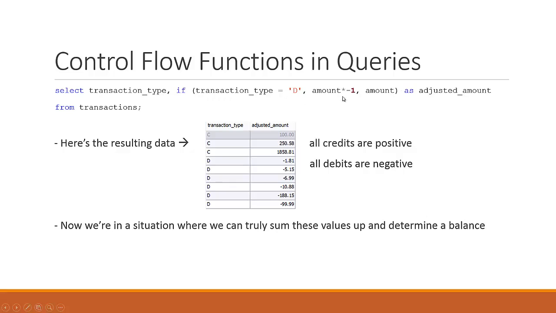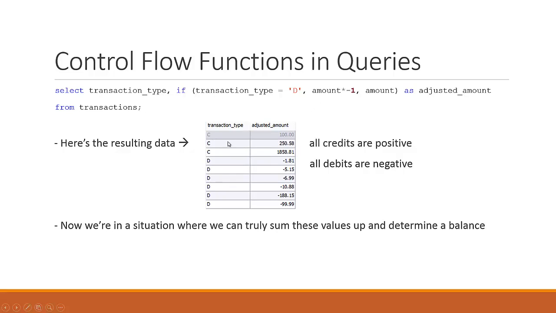So if transaction type equals D, amount times -1, amount. It will interpret this statement and return a result, whether it's the result with the amount times -1 or the result with just amount, and it assigns it an alias of adjusted amount from the transactions table. So here's the resulting data after going through all that. Here's what it looks like.